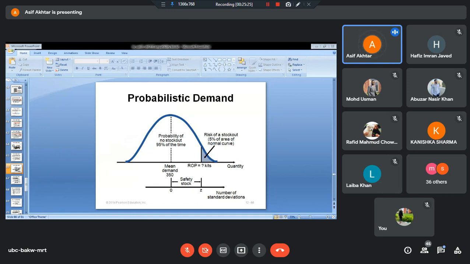Right? From there we get this Z. Okay, sir. Sir, the Z value for the white portion is 1.65. Not 5%, 95%. Now let me explain this too: 95% means the availability probability is 95%. And what is 5%? Non-availability of probability, non-availability of inventory.